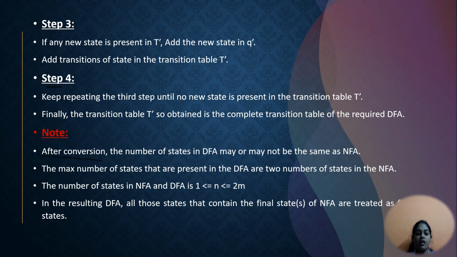Note that after the conversion, the number of states in the DFA may or may not be the same as in the NFA. The number of states in the DFA is at most 2 power the number of states in the NFA. That is, 1 is less than or equal to n, and n is less than or equal to 2^m, where n is the number of states in the DFA and m is the number of states in the NFA. In the resulting DFA, all those states that contain a final state of the NFA are treated as final states of the DFA.